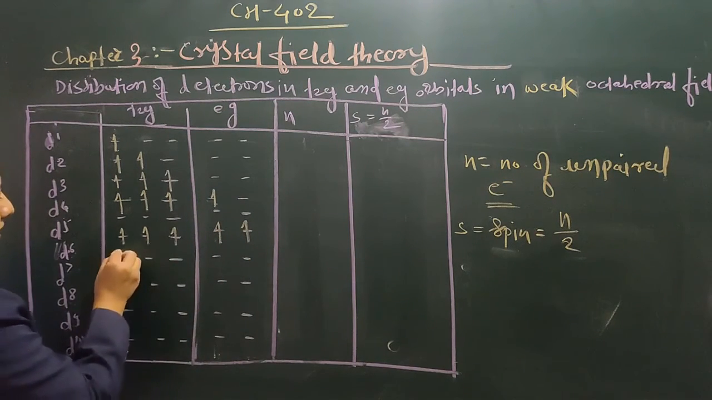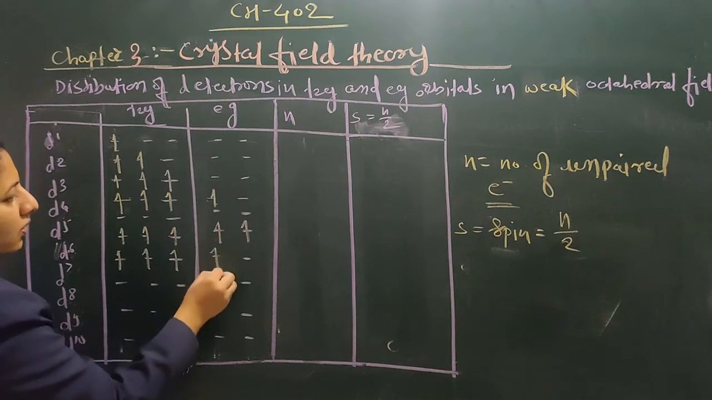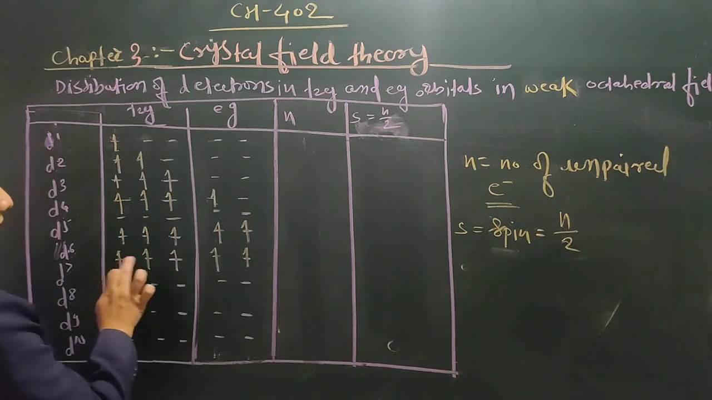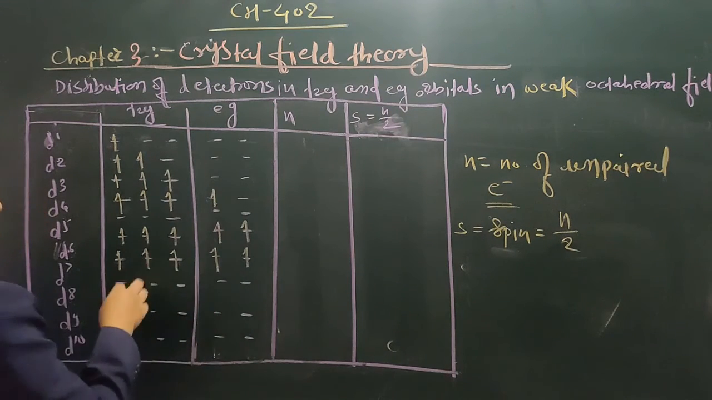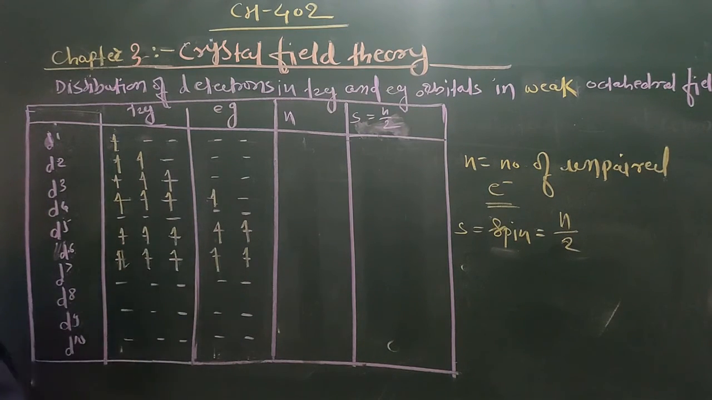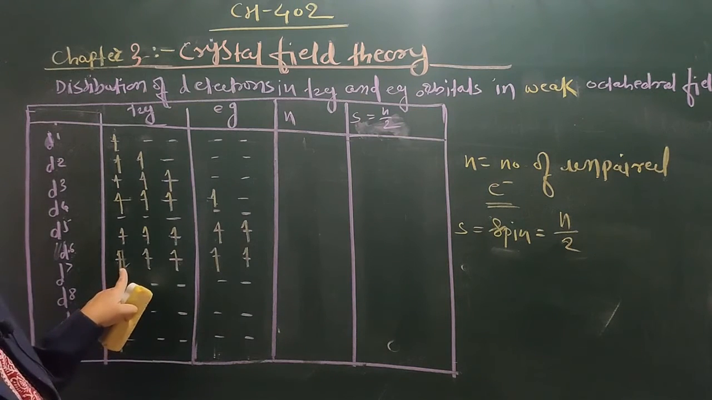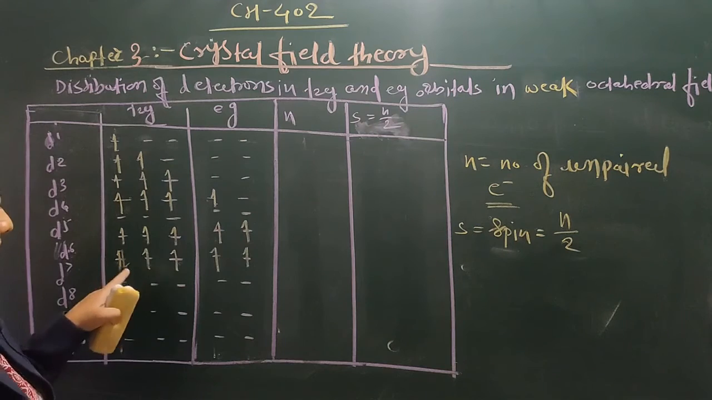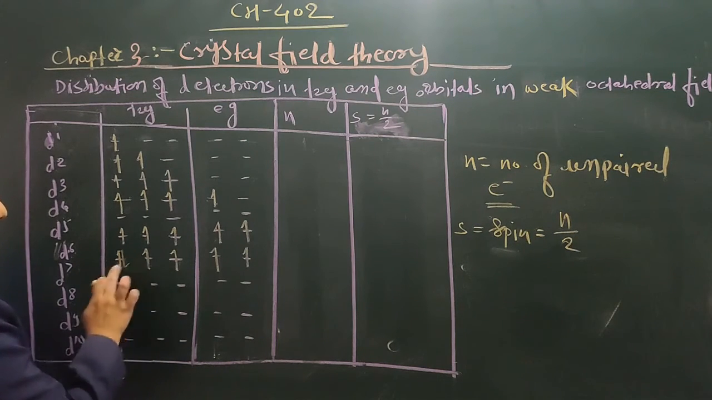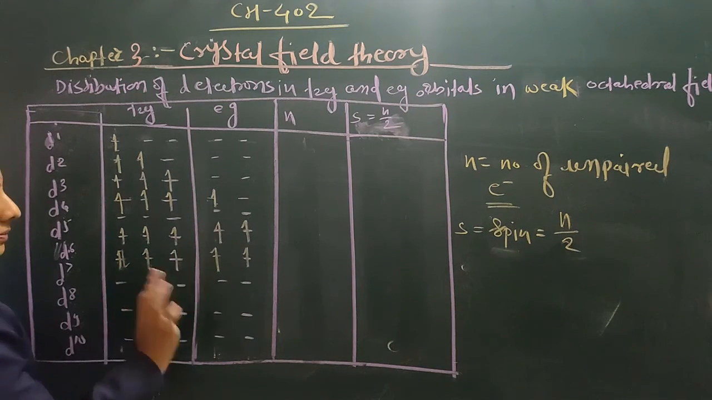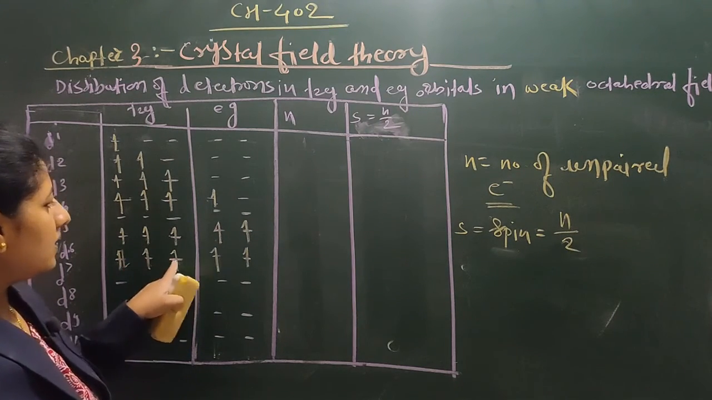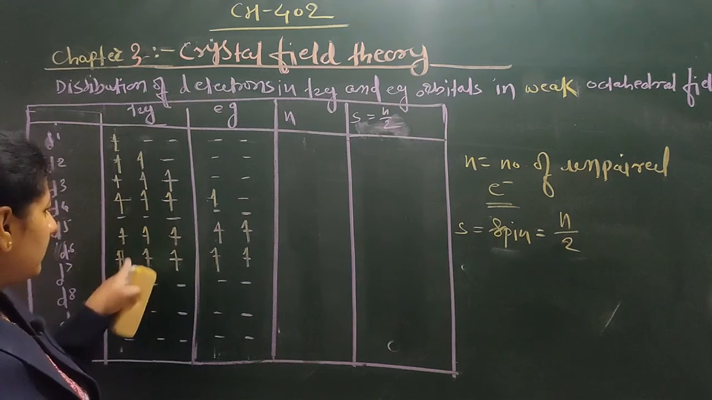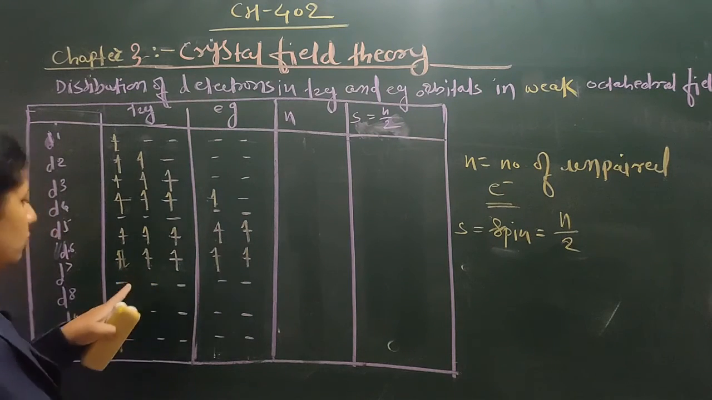Now for D6, that is 1, 2, 3, 4, 5. After filling electrons singly in the T2g and eg orbitals, the remaining electron will go into a T2g orbital. Because if there is a strong field ligand, the 3 T2g orbitals get paired, but here it is not possible because the ligand is weak, so first it will occupy the T2g and eg orbitals singly, and after that it will enter into the T2g orbital.